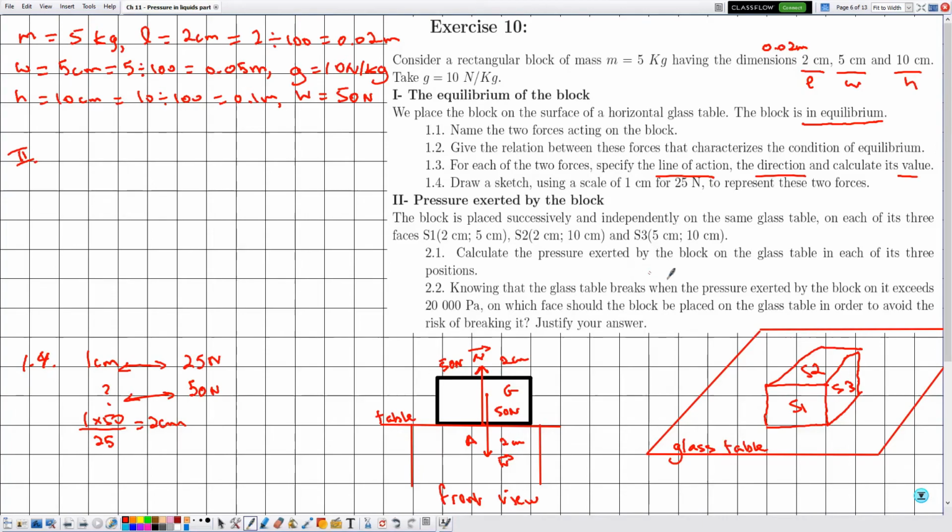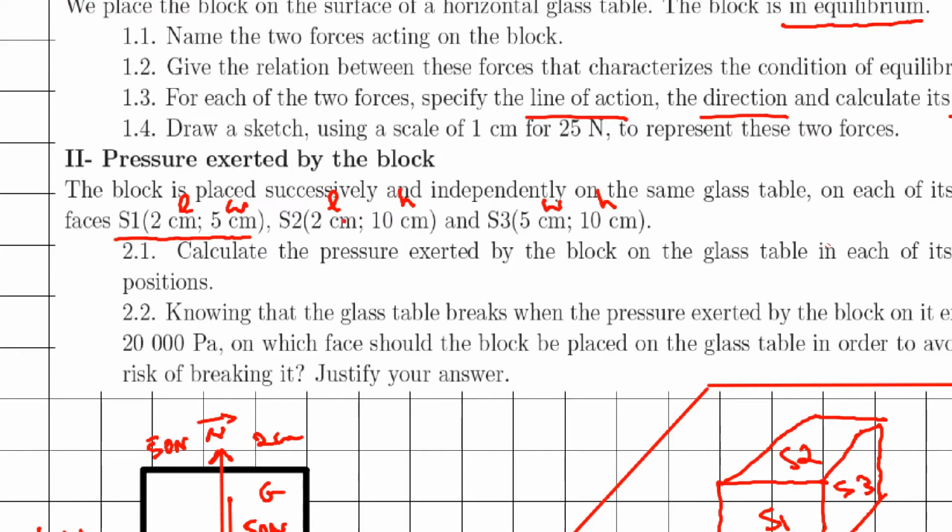Now here in this case they are giving us the dimensions of each of these faces. So face S1 has dimensions 2 centimeters and 5 centimeters. So in this case it's being placed on the face given by the length and the width. And face S2 is given by 2 centimeters corresponding to the length, 10 centimeters corresponding to the height, and the face S3 is given by the width and the height. Now knowing the dimensions of each face, we can calculate the area of S1, the area of S2 and the area of S3.